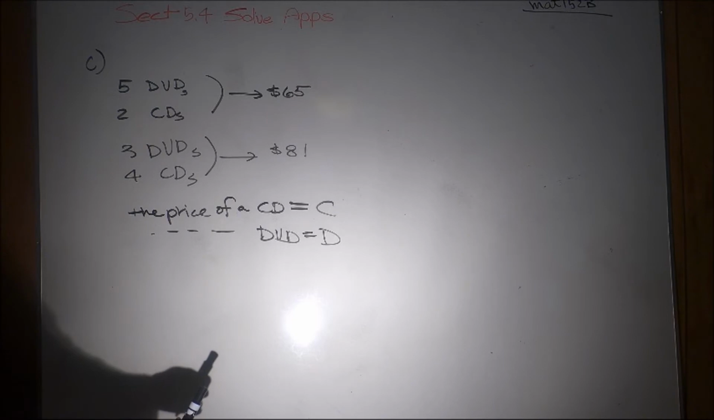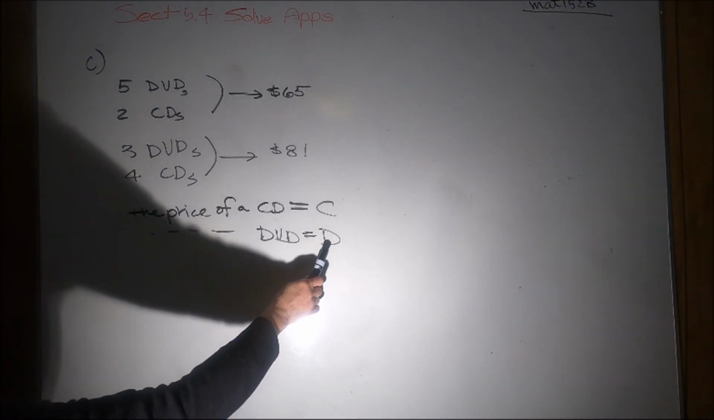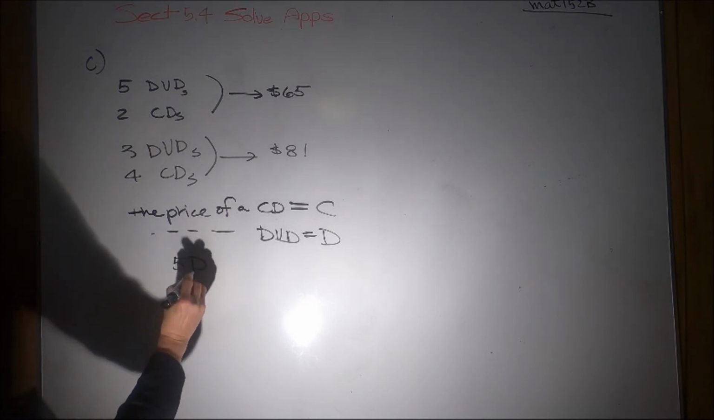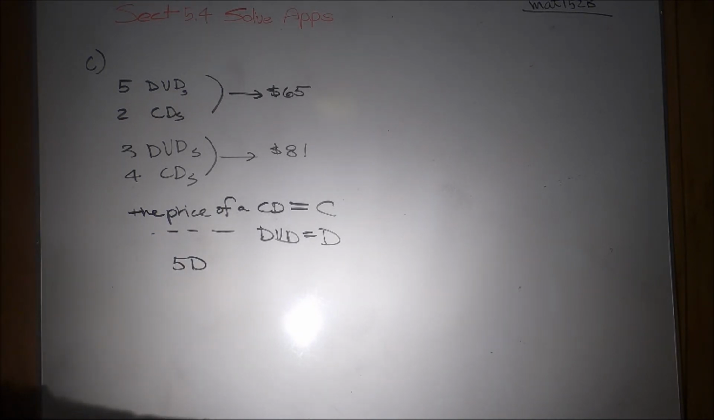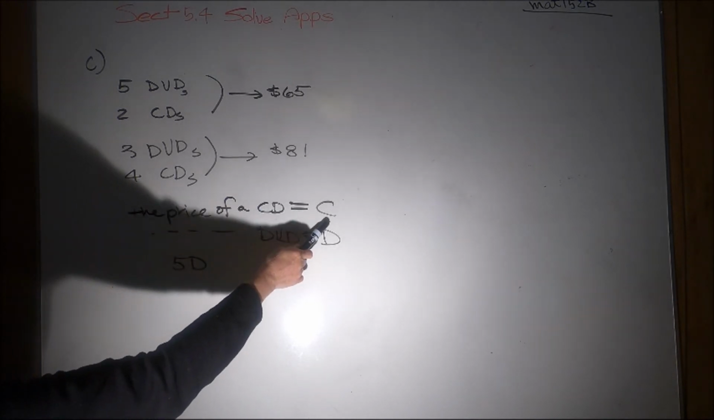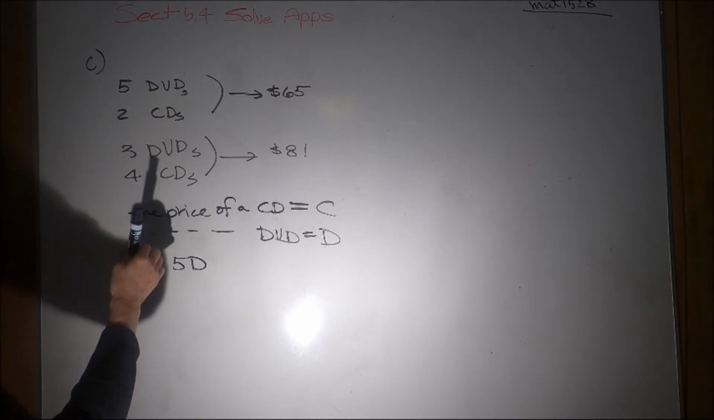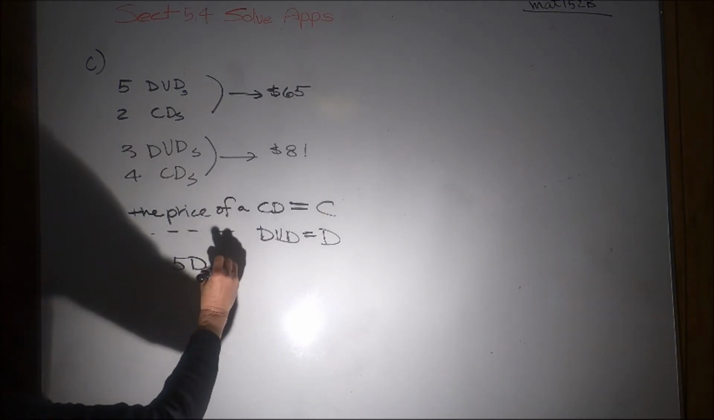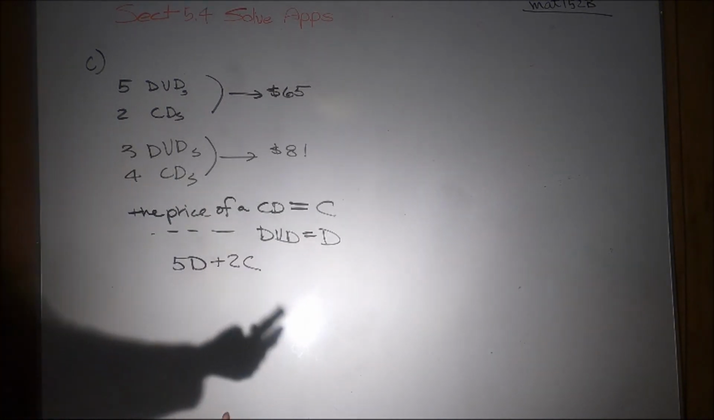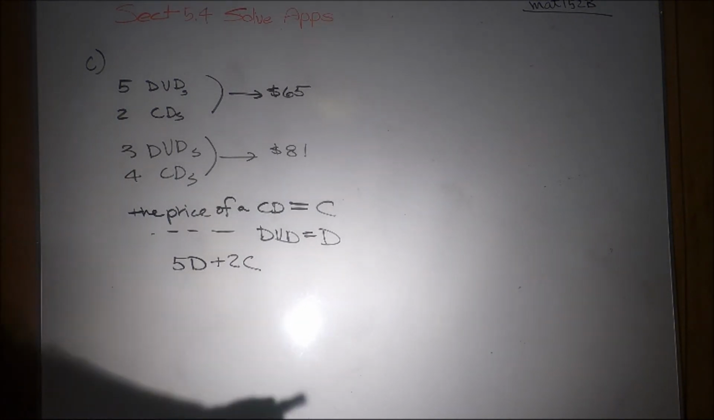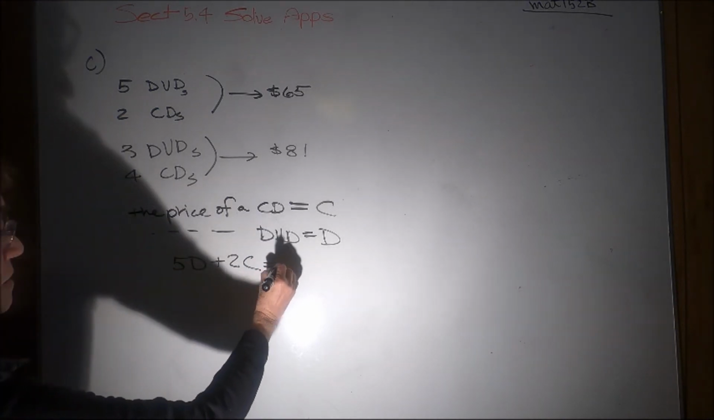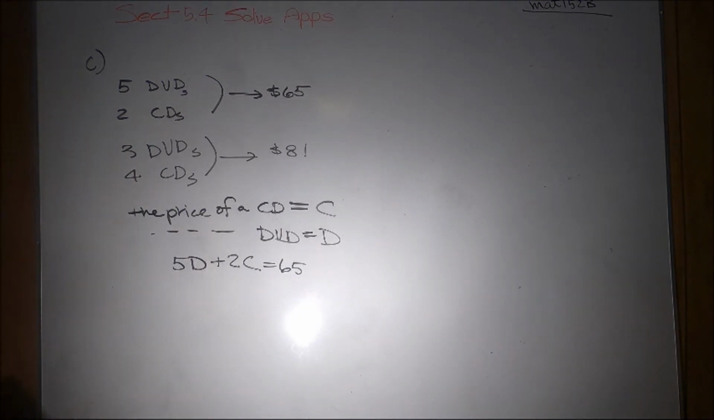How do you write it? 5 DVDs, right? Each DVD is $D. 5 of them, you would do what? 5D, right? Like 5X. If each CD is $C, then 2 of them would be what? 2C, right? 1 would be $C, 2 would be $2C, 3 would be $3C. Total is what? 65, right?